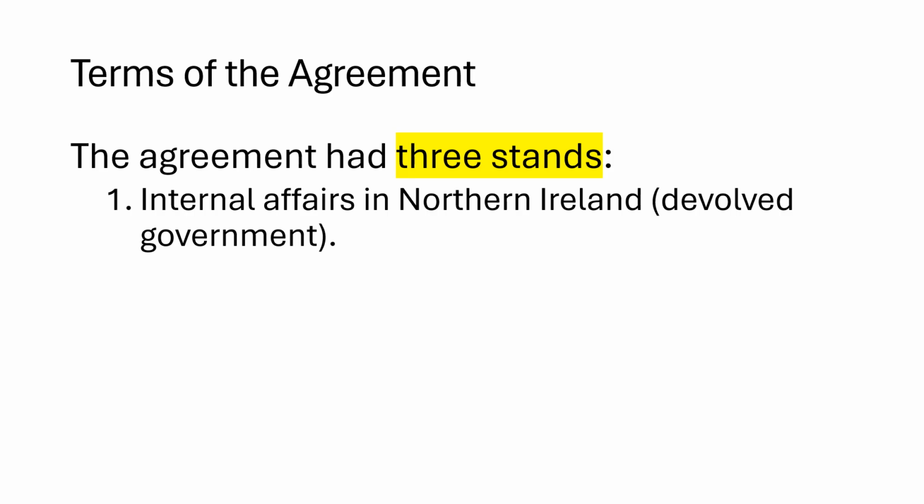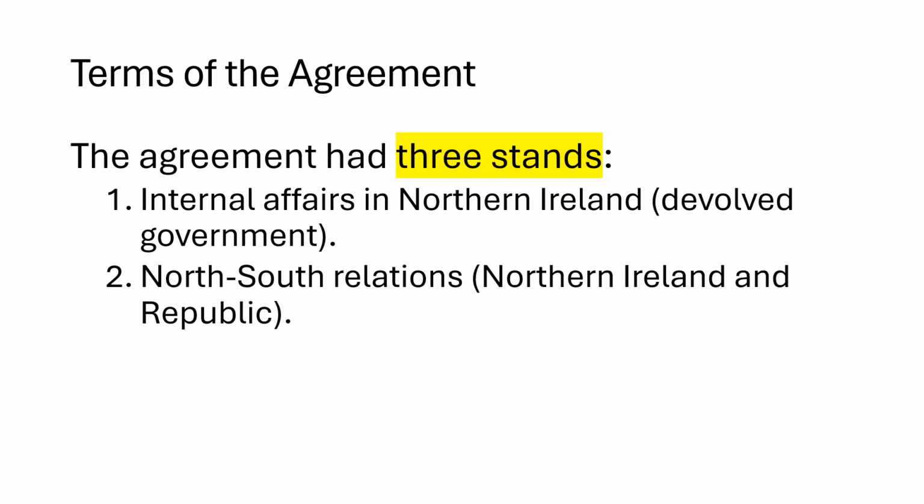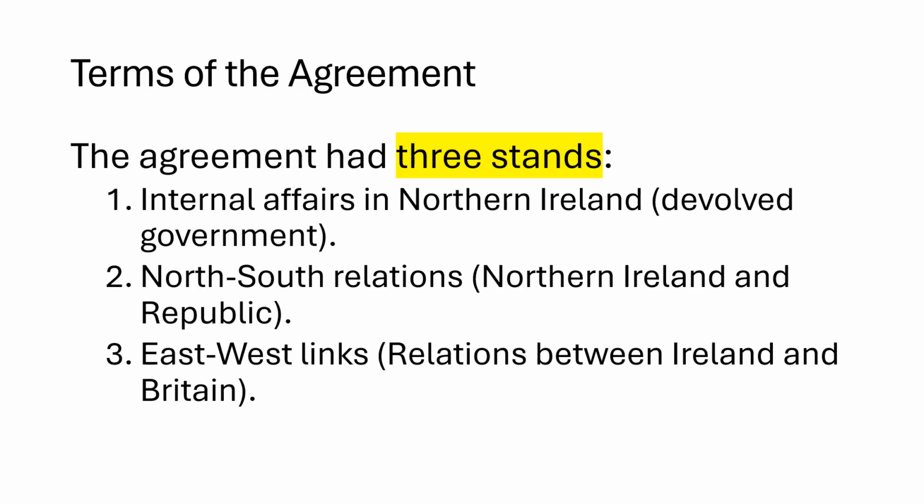The first is internal affairs in Northern Ireland, internal just meaning inside Northern Ireland. So devolved government, essentially what will government look like in Northern Ireland post this agreement? You know, the assembly, the executive, quite similar to the power sharing that we saw in 1974. The second area is north-south relations. So what will relations look like between the government of Northern Ireland and the government of the Republic of Ireland? And the final area is east-west links. This is relations between the entire island of Ireland and the island of Britain.